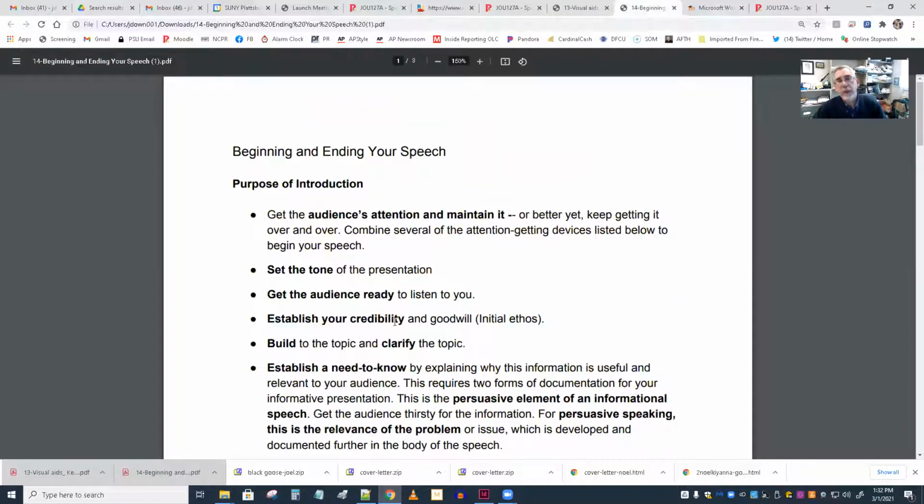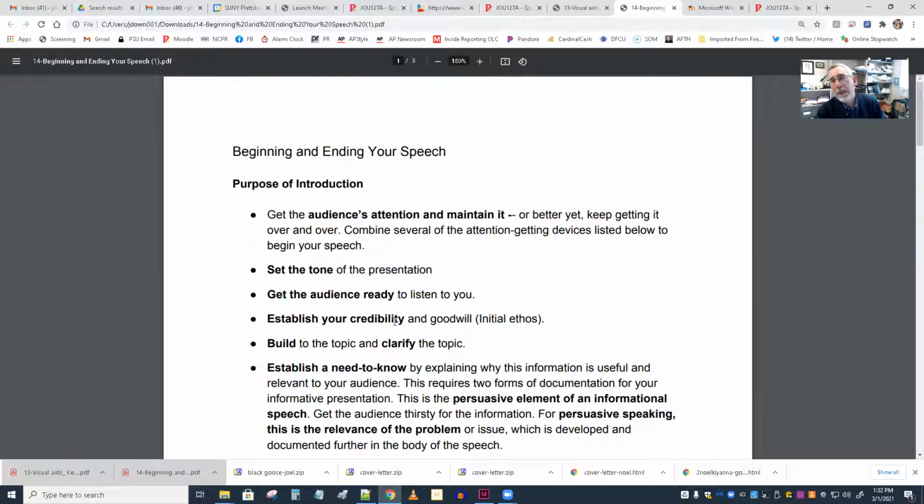Okay, beginning and ending your speech. This is the idea of introductions and conclusions. So we've already talked about this a little bit, but now you have the handout in it. I could go through this whole thing, but I do think I need you to go through it, and you're going to see how there's a lot more to an introduction than just getting someone's attention.